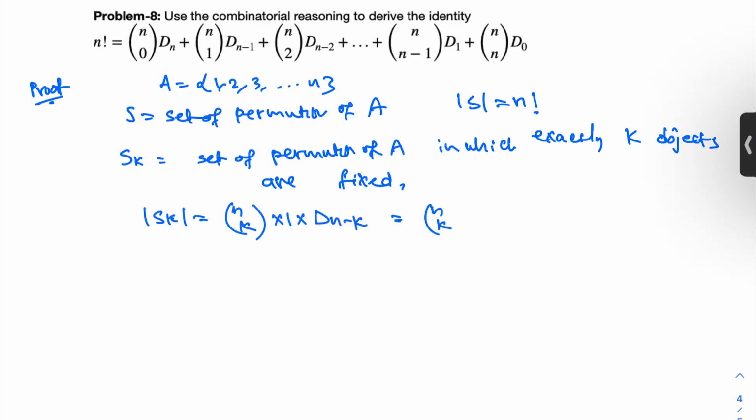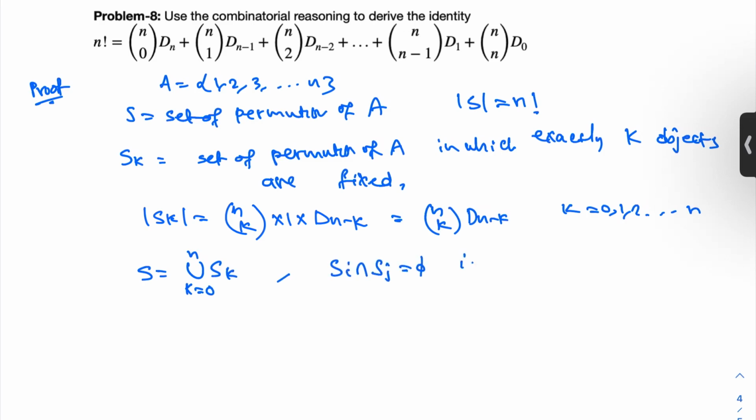So it's going to be n choose k times d(n minus k), for k equal to 0, 1, 2, and so on up to n. Now we can easily see that S is going to be the union of Sk, k varying from 0 to n. Here you can also see Si intersection Sj is empty for i not equal to j. So that means S0, S1, S2, and so on, Sk form a partition. So by the sum rule we can write the number of elements in S as the summation k equal to 0 to n of the number of elements in Sk.